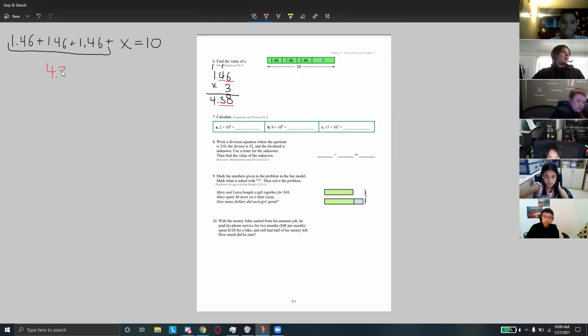So 4.38 plus x is equal to 10. And so we don't want to know what 4.38 plus x is. We want to know what just x is. And so to get x all alone on this one side, we could do the opposite of what's being done to x. So instead of adding 4.38, we want to get rid of it. The opposite of it. Yeah, subtract. So we'll subtract 4.38 from both sides.